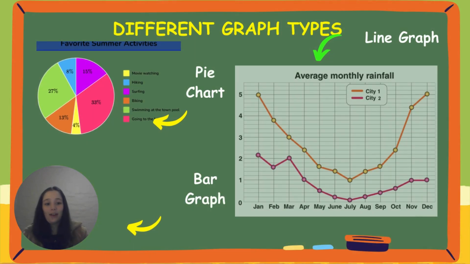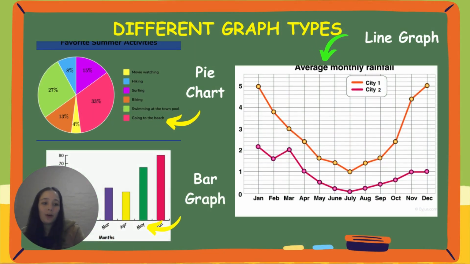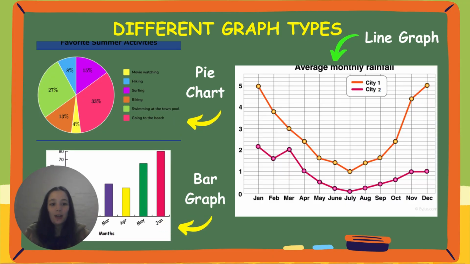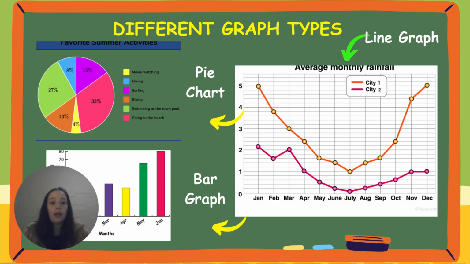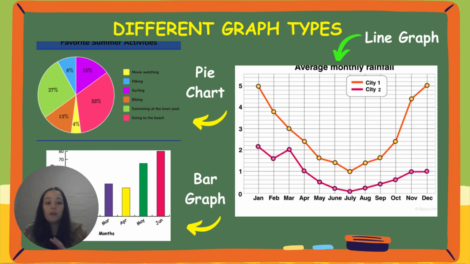In the intermediate phase, you focused on bar graphs and pie charts, useful for showing categories or parts of a whole. But now, in grade 7, you move to line graphs that reveal relationships between two variables and how they change over time.